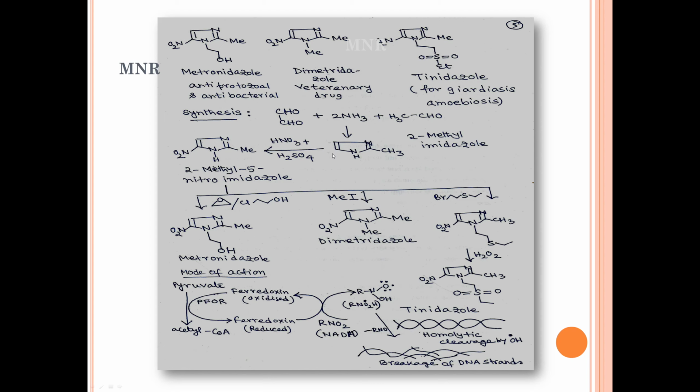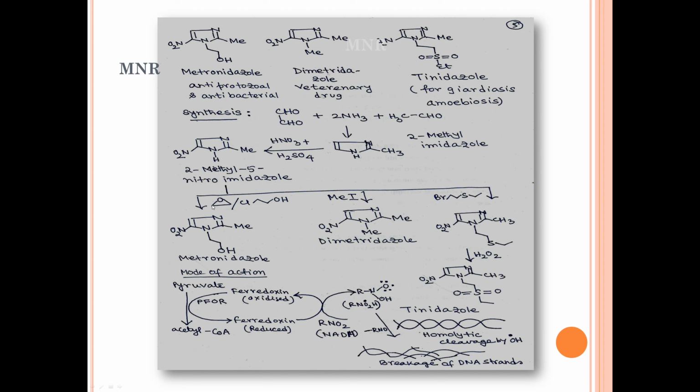We will try to nitrate this skeleton. When it is treated with the nitrating mixture, a mixture of nitric acid and sulfuric acid, we get 2-methyl-5-nitroimidazole. Here NH is number 1, the methyl carbon is C2, the other nitrogen is 3, the fourth is unsubstituted, and at the fifth position the nitro is there. These two steps are common, and now we have to use three different alkylating agents to get metronidazole, dimetridazole, and tinidazole.